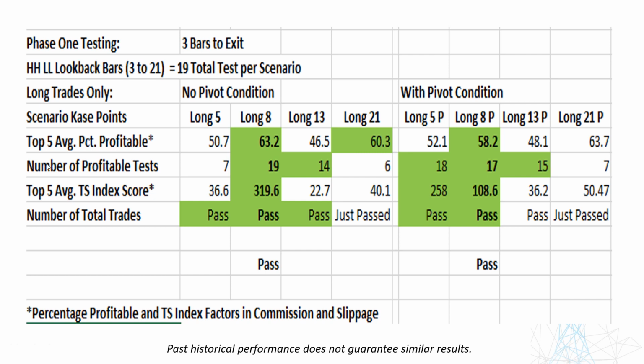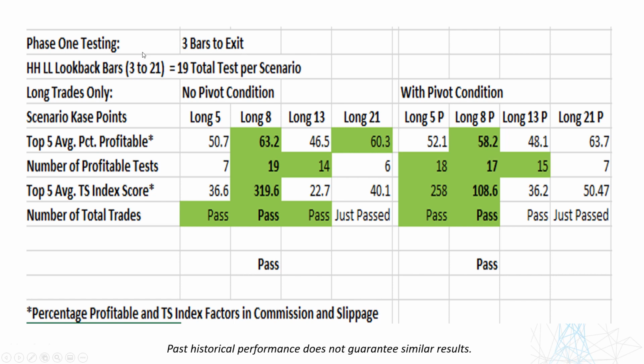So this is phase 1 testing. I have to tell you, this was done manually. It's 8 tests where I change the interval, and then I look at the strategy with the key reversal on. I look at the strategy with the pivot on or with the pivot off. This is a 3 bars to exit test.